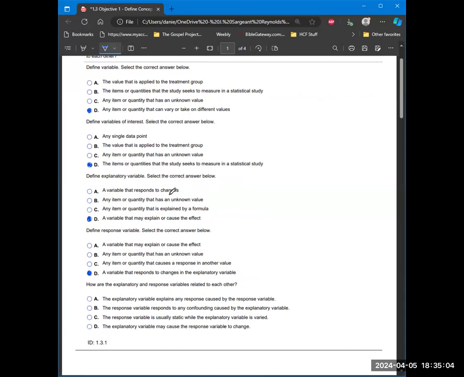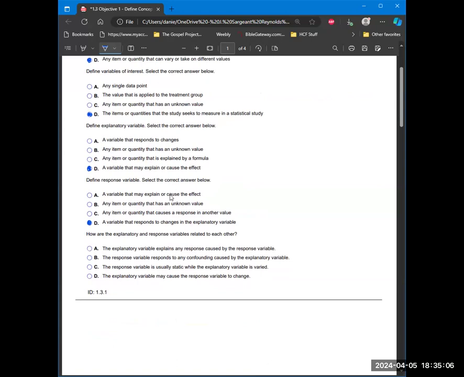How are the explanatory and response variables related to each other? The explanatory variable may cause the response variable to change. So that's also D.